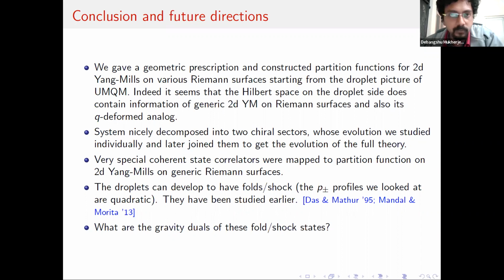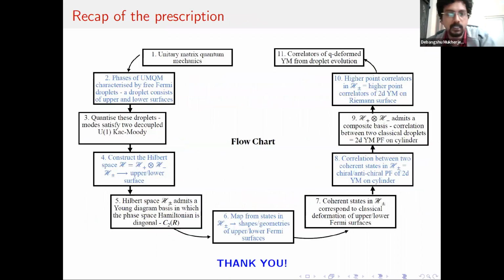So with these thoughts, here is a recap of precisely the algorithm that one needs to follow in order to get to the various observables for 2D Yang-Mills. And yeah, with that, I would like to wrap up. Thank you. If there are any questions, thank you very much.